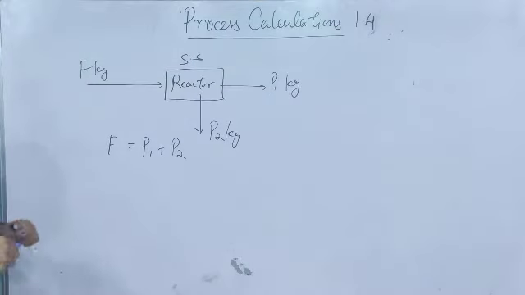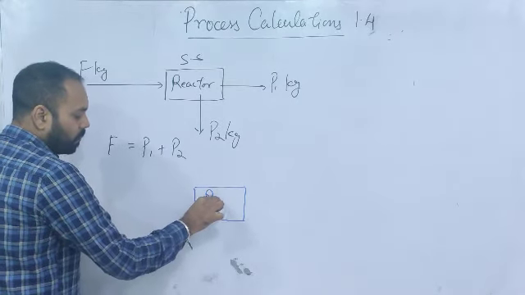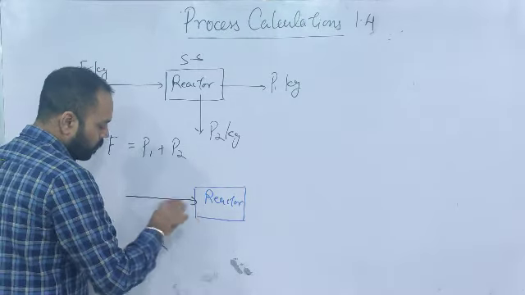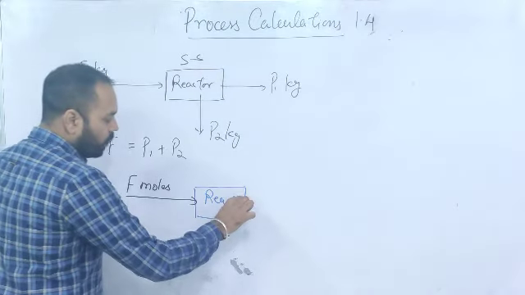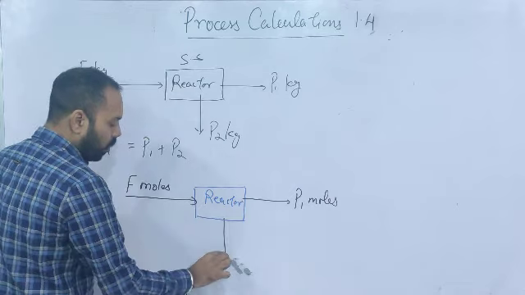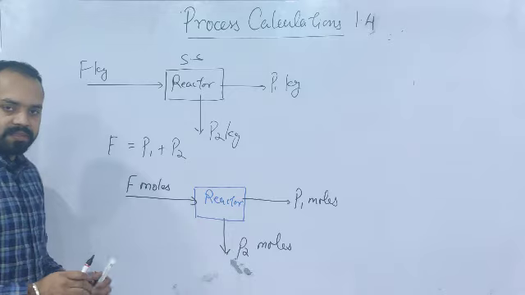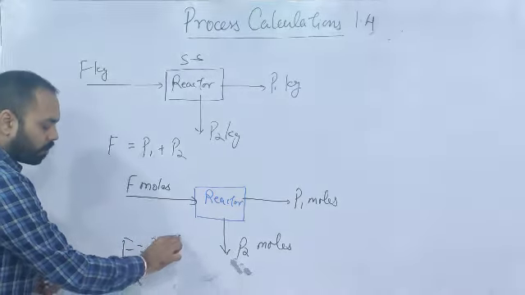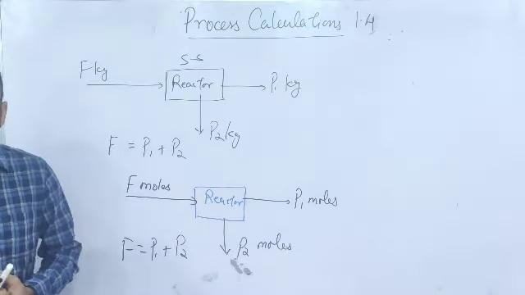right? Now let us consider a second scenario. There's a reactor. F moles are entering, P1 moles are leaving, and P2 moles are leaving from here. Some reaction is taking place. Can you write F is equal to P1 plus P2? Again, think about it, whether it is always true or only in some special cases.